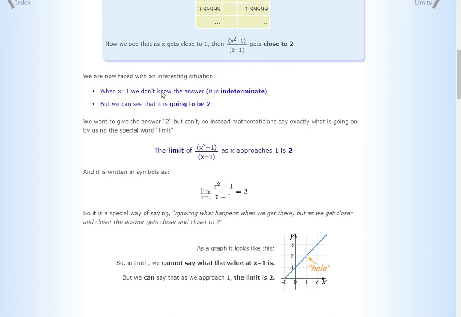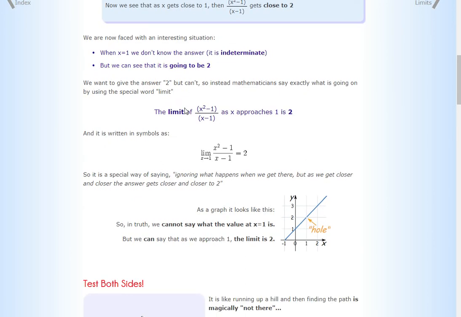So now we have this interesting situation. When x equals 1, we don't know what the answer is. It's indeterminate. But we can see that it's going to be 2 because that's what it's getting closer and closer to. You want to say the answer is 2, but you can't. That's not mathematically correct. So instead, we're going to use that special word of a limit. The limit of x squared minus 1 over x minus 1 as x approaches 1 is 2. And then this is how we write it with symbols.